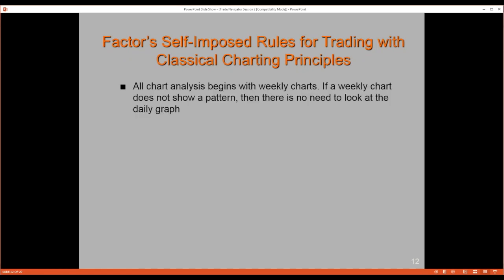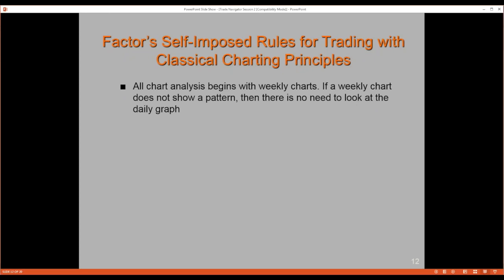All chart analysis begins with weekly charts. This is our rule. It doesn't have to be yours, but it's my rule. If a weekly chart does not show a pattern, there's no sense in looking at a daily graph, or certainly at any intraday graph. I start with weekly charts, and I'll touch on this toward the end of this presentation as to how we do that. But weekly charts are our starting point. I want to be able to see a chart pattern on a weekly chart.